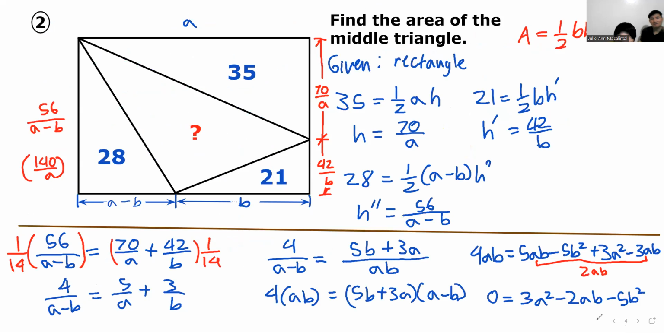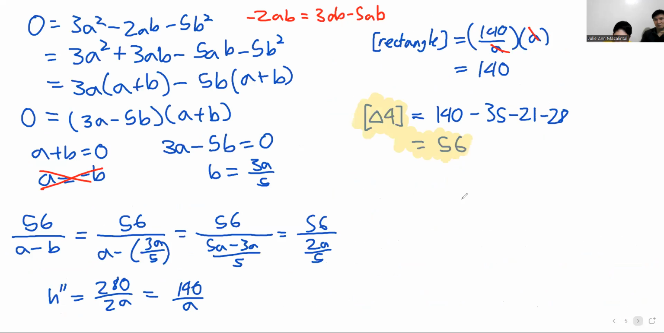So here we use the fact that the height of the rectangle will be equal on both opposite sides. The left side is equal to the right side. So the left side will be the sum of those two, 70 over A plus 42 over B. This time, we will use a different method, which will be the rectangle. The area of the rectangle is, of course, equal to the area of the rectangle, because reflexive.